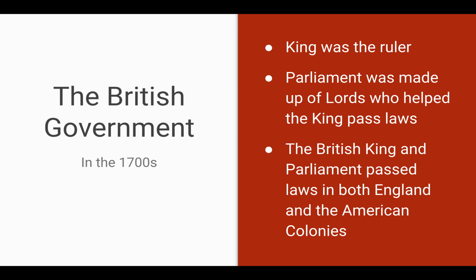So, to review the British government in the 1700s and what it was like, as you know, the king was the ruler. He was absolutely in charge. At this time in the 1770s, the King of England was King George III.